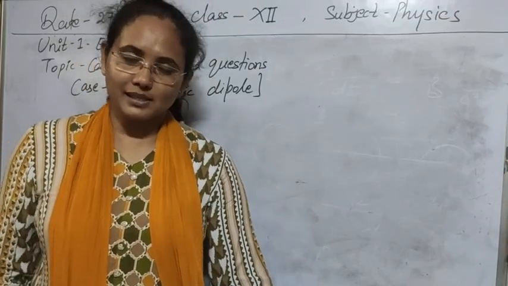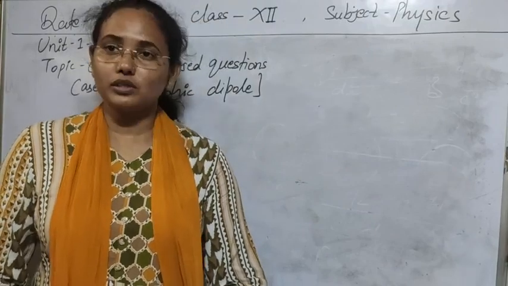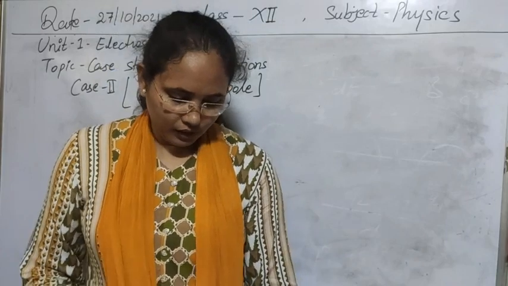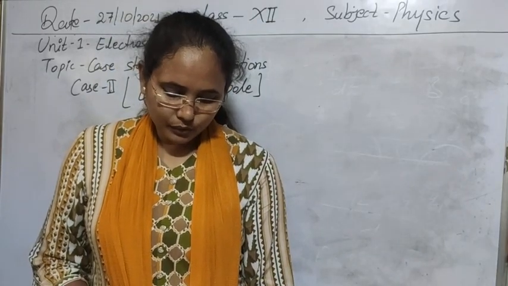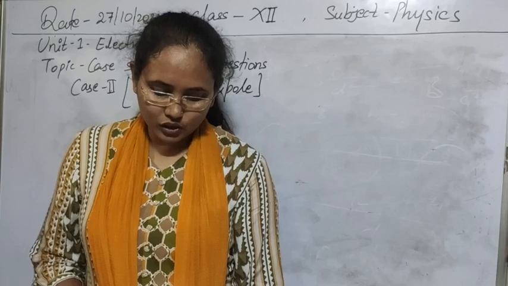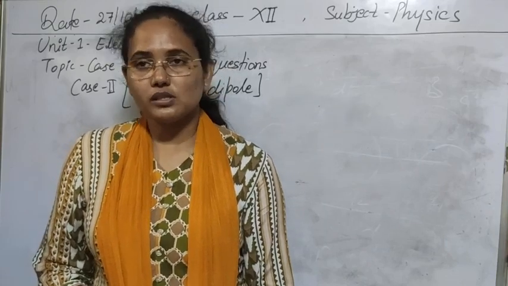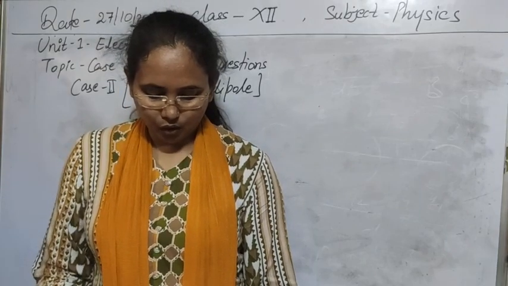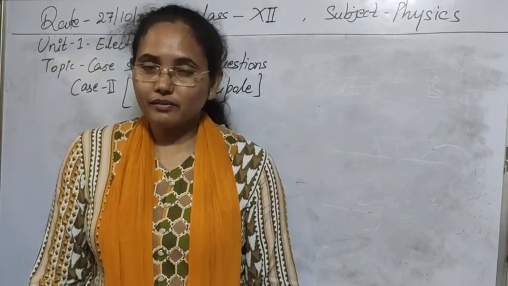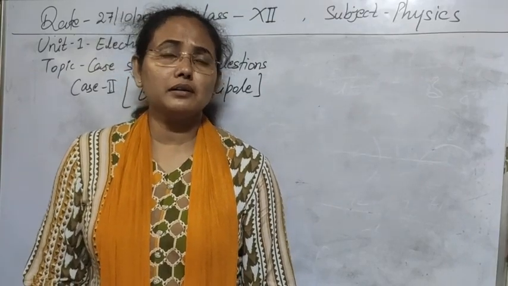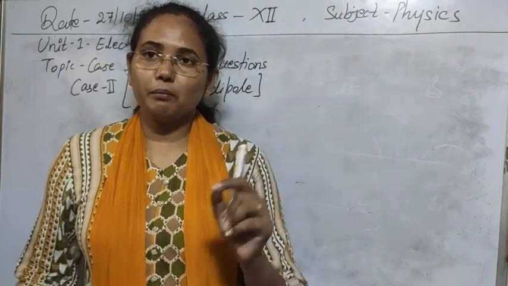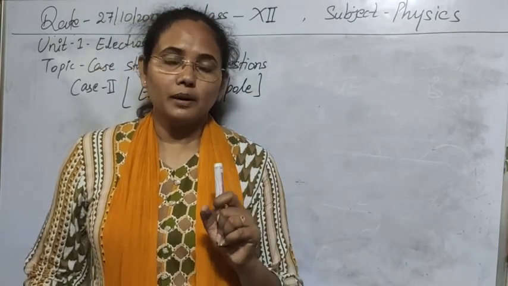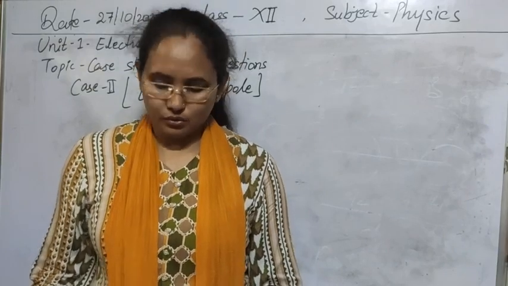Some of the questions we will discuss here, and all other questions related to this case study we will discuss in the next class, so don't miss the next video. The case says: the electric field due to a charge configuration with total charge 0 is not 0. This line is very important. It is not necessary that for all charge configurations the electric field is 0 when the total charge is 0. Like you have two charges, q and minus q. The total charge of the system will be 0, but the electric field due to this system will not be 0.